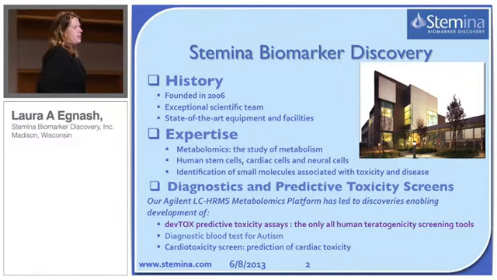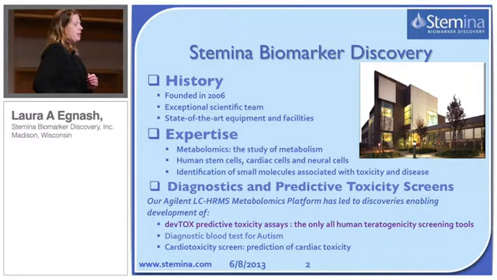So a bit about Stemina to begin with. We were founded in 2006, and our expertise is in the areas of metabolomics, stem cells, and identification of small molecules associated with toxicity and disease. We use that expertise to develop diagnostics and predictive toxicology screens. And I'll be focusing on DevTox tonight, which is our teratogenicity assay.